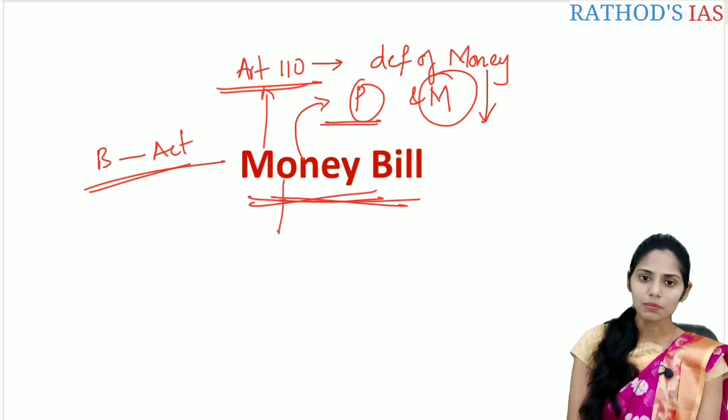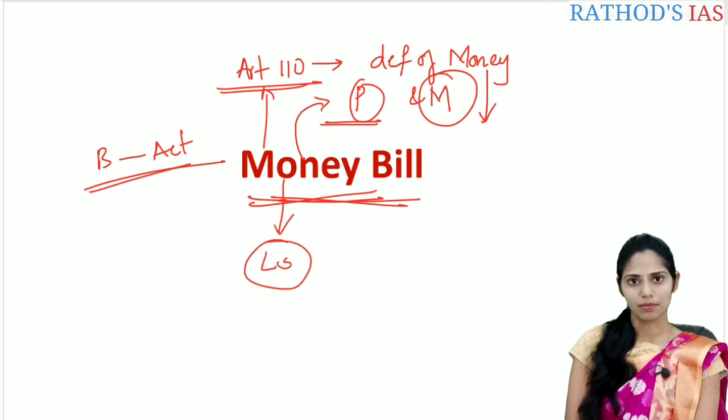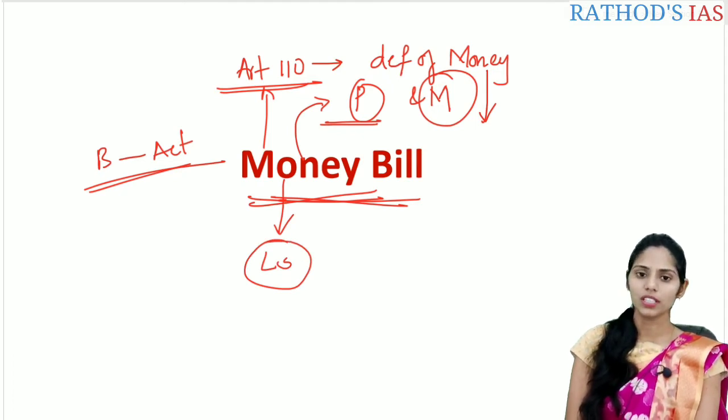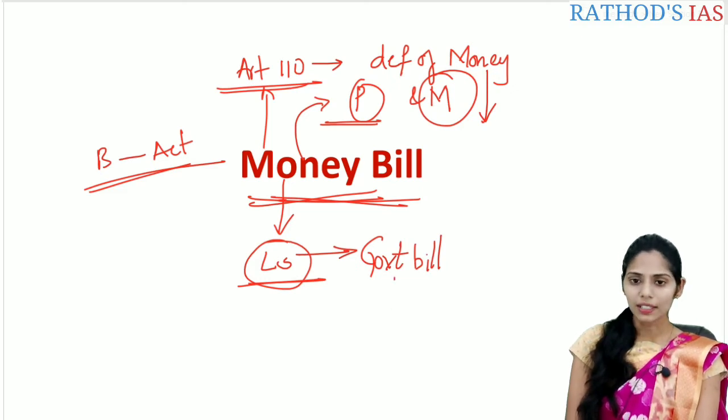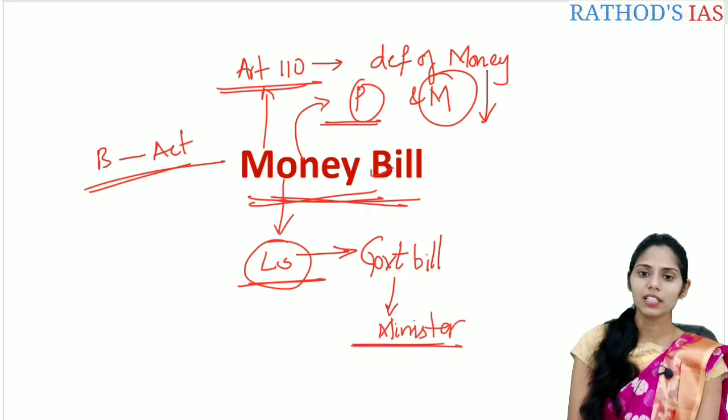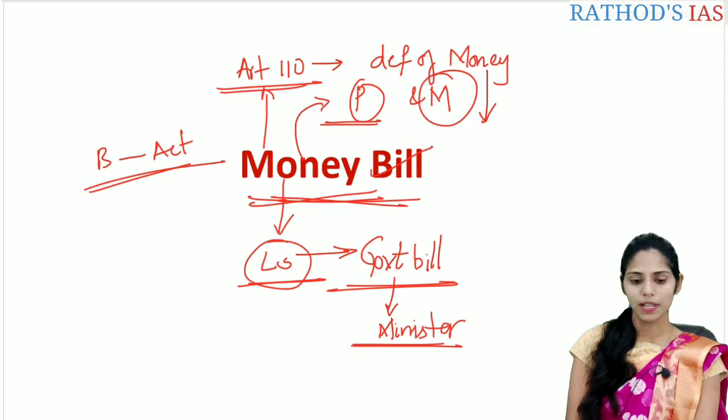This money bill will be introduced only in the Lok Sabha, not in the Rajya Sabha. This is the first important thing. It is only introduced in the Lok Sabha, not in the Rajya Sabha. And this money bill which is introduced in the Lok Sabha is called a government bill. Why government bill? This money bill will be introduced only by a minister but not a private member. Because of this, the money bill is called a government bill.